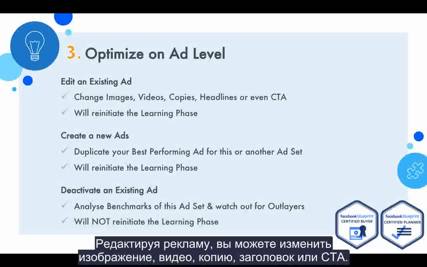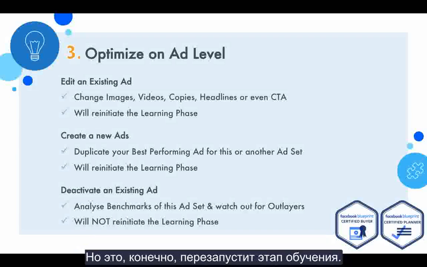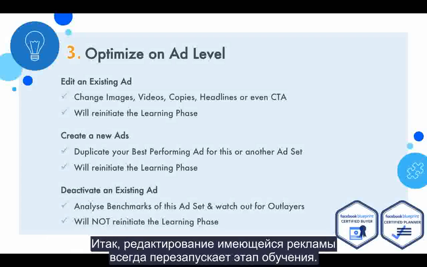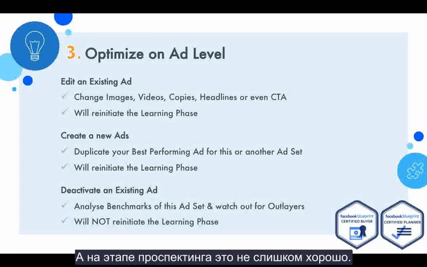When it comes to editing an existing ad, you could either change the image, video, copy, headlines, or the call to action. This definitely will reinitiate the learning phase. I mean, it makes a lot of sense. If the algorithm learns that showing a man with my product and the specific copy to this audience has this and that learning phase, and I then change the male picture to a female picture where I show a woman using the product, then of course the learning phase is obsolete. So editing an existing ad will always reinitiate the learning phase, which is not good in prospecting.